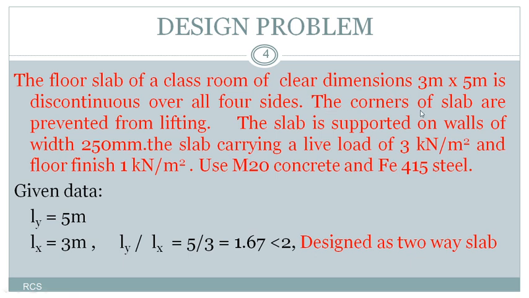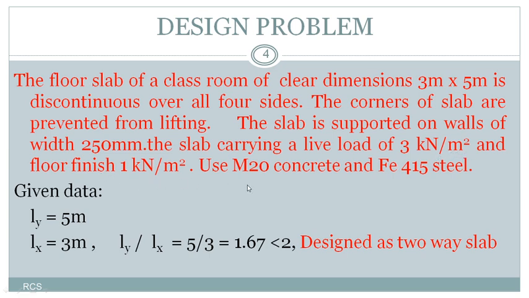And here the corners of the slab are prevented from lifting. It is not free to lift, so it is prevented from lifting. So I can call it a restrained slab. It is supported on walls of 250 mm width, and the live load given is 3 kN per meter square and floor finishes is 1 kN per meter square.